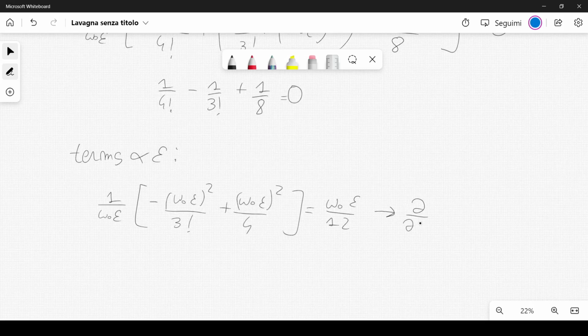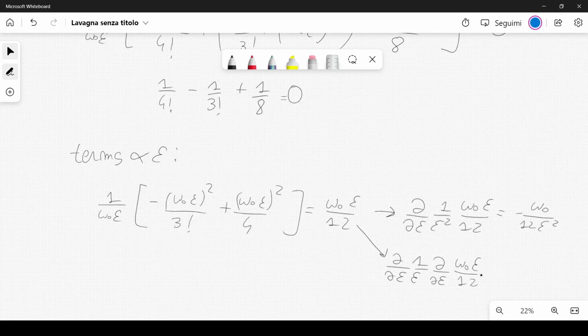We have d over d epsilon of 1 over epsilon squared. Then you have omega 0 epsilon divided by 12. This gives minus omega 0 divided by 12 epsilon squared. And then you get another contribution from d over d epsilon, 1 over epsilon, d over d epsilon, omega 0 epsilon divided by 12. And this is just minus omega 0 divided by 12 epsilon squared.